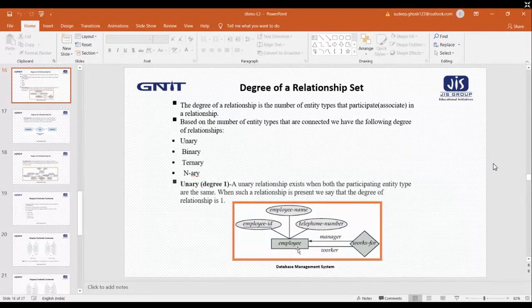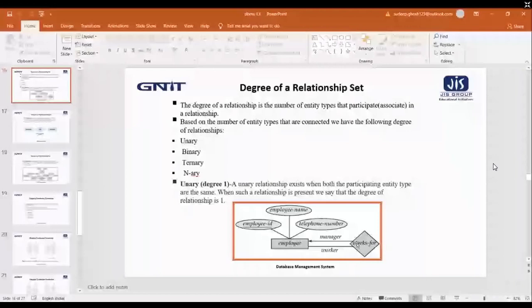So here in the recursive relationship, you can say that the employee is participating in the relationship works for once in the role of a worker and a second time in the role of manager. So you can say that worker works for manager. But this worker and manager both are of the entity type employee. Worker is also an employee, manager is also an employee. So only one single entity type is participating in this relationship. That's why the degree of this relationship is 1. That's why it is called a unary relationship.